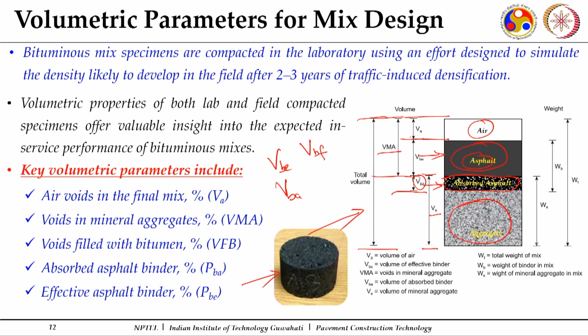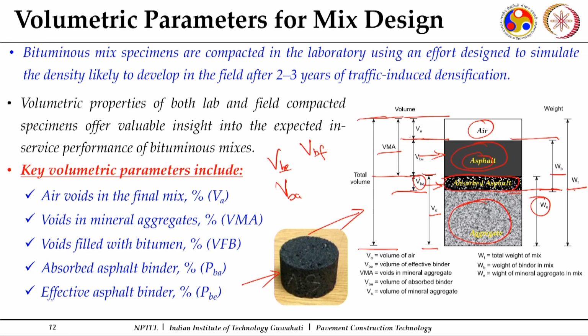Now, if I put it in terms of weight, this volume of aggregates will correspond to the weight of the aggregates. This volume of bitumen, including the absorbed bitumen, will be my weight of bitumen, and this will be my total weight of the mix. So, these are the important ones.